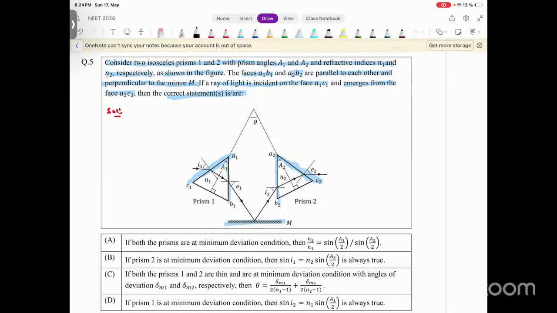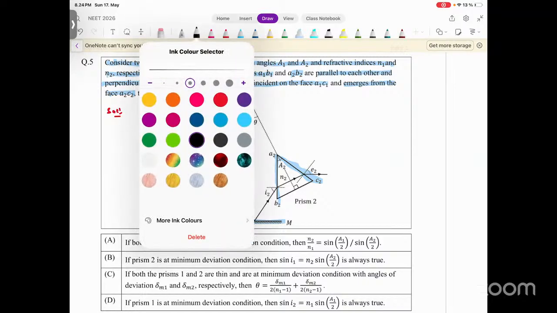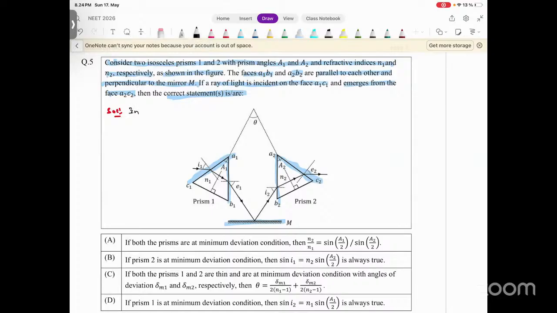Sorry, I'll write with a black pen. In minimum deviation, because rays are parallel, so refractive index is represented by n. n is equal to sine of (A plus D) divided by 2, divided by sine of A by 2. This formula you all clearly know. Now for symmetric geometry right now for me, for your symmetric geometry.